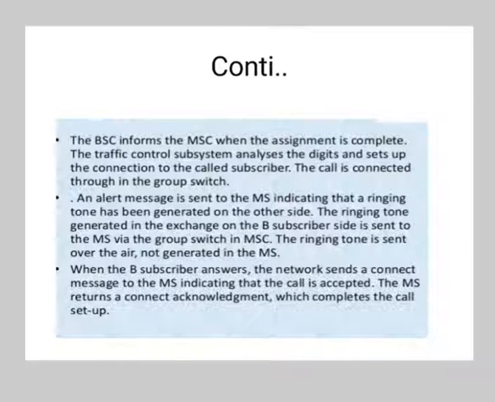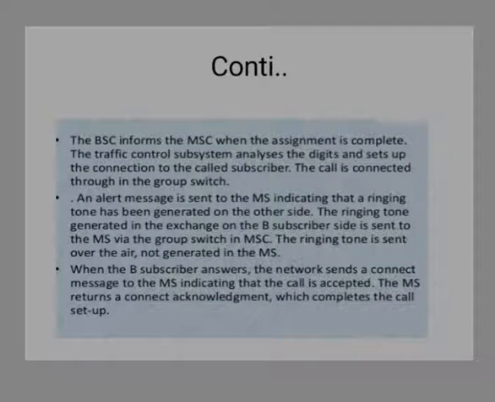The ringing tone generated in the exchange on the B subscriber side is sent to the MS via the group switch in the MSC. Then the ringing tone is sent over the air, not generated in the MS. When the B subscriber answers, the network sends a connect message to the MS indicating that the call is accepted. Then the MS returns a connect acknowledgement which completes the call setup.